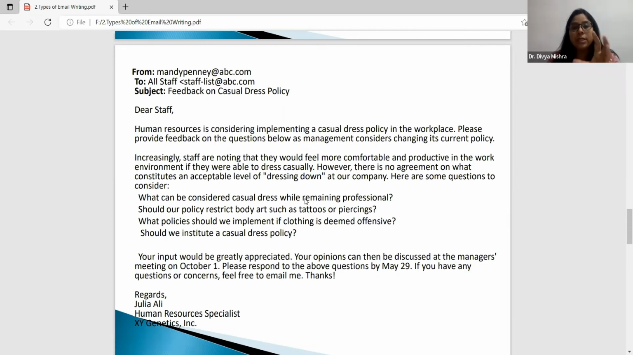Okay, so you can see this example of an inquiry email, a request and reply email. Human resources is considering implementing a casual dress policy in the workplace. Please provide feedback on the questions below as management considers changing its current policy. Increasingly, staff are noting that they would feel more comfortable and productive in the work environment if they were able to dress casually. However, there is no agreement on what constitutes an acceptable level of dressing down at your company. Here are some questions to consider.